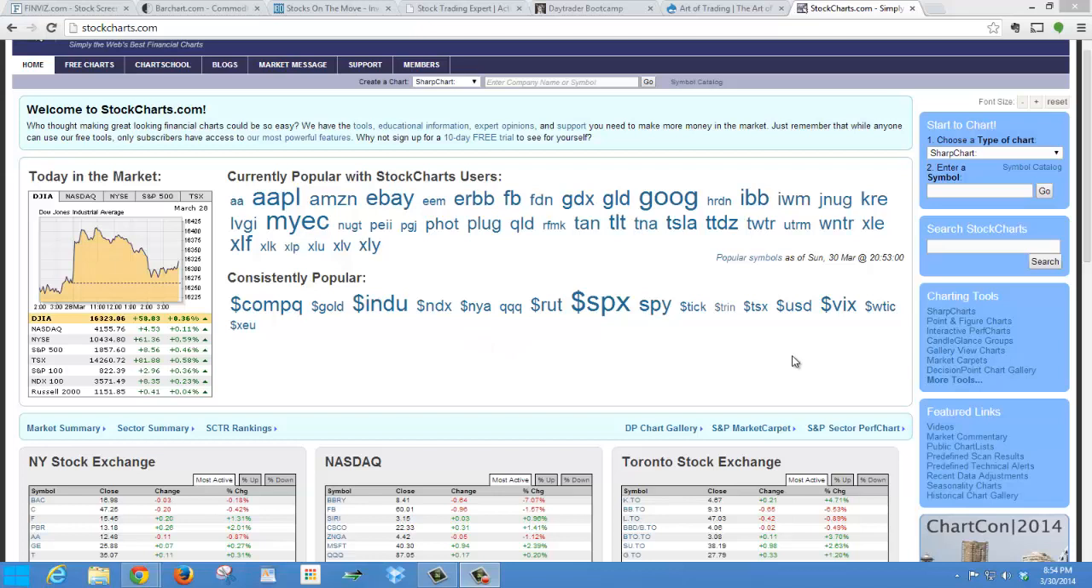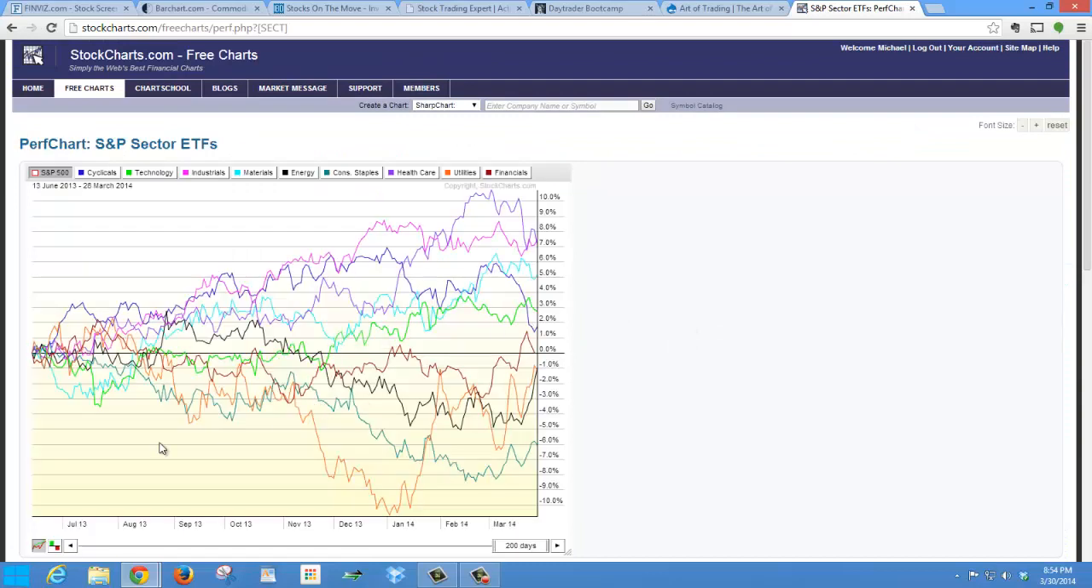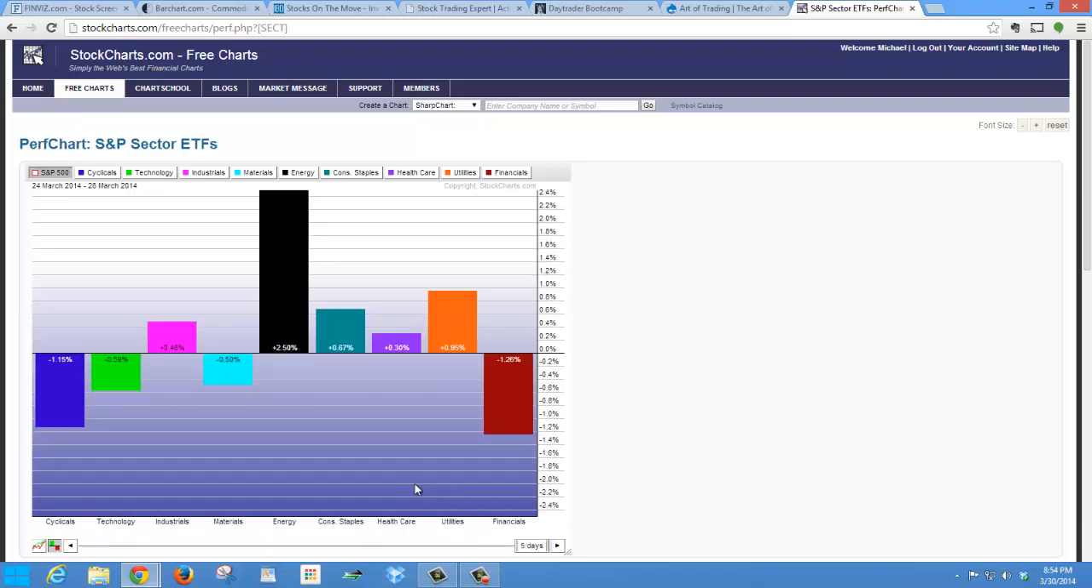So basically we're going to look at our S&P sector performance chart first, and we're going to look for strength in the past 5 days. We change this to 5, and we'll see energy outperformed all the other sectors here, and we're plus 2.5% in the past 5 days. So that is exactly what we're seeing on our Bollinger Band scan.